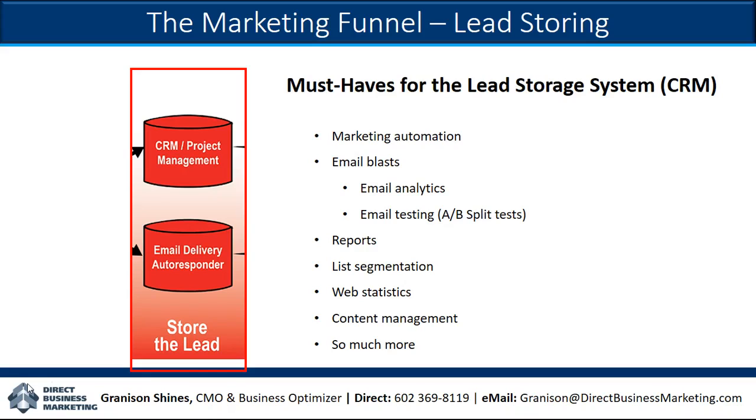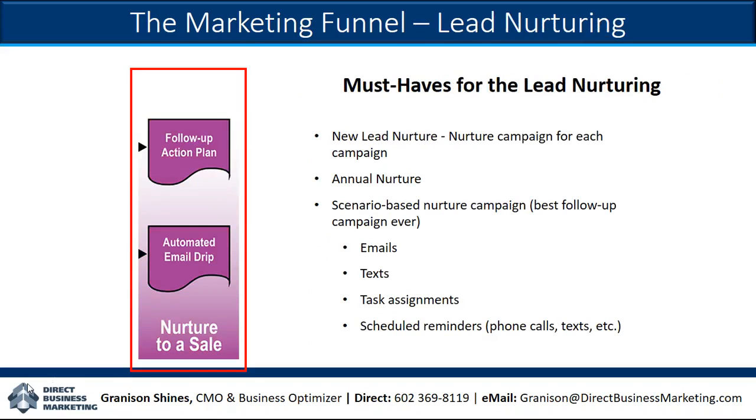List segmentation, meaning that you have the ability to put one lead here and another lead another spot based on what they do on your website. Web statistics, of course. How many people have viewed that web page, how long they stayed on that web page, where they bounce, all that good information. Content management, you should be able to manage your content, meaning that you can disseminate content from it, and so much more, right? There's a lot that can go into any sort of CRM, and they come very basic to very, very complex, right? Finally, we have the must-haves for a lead nurture campaign.